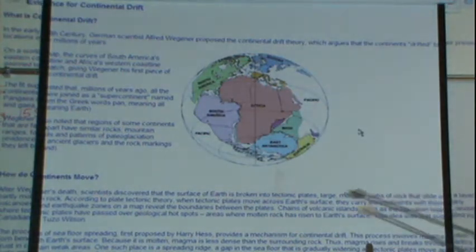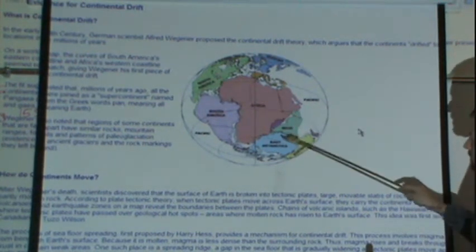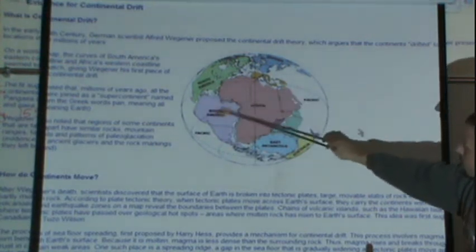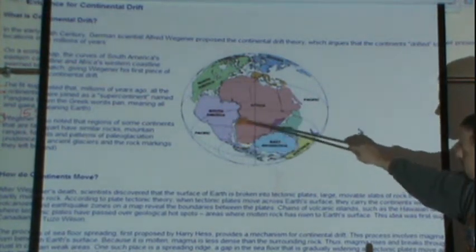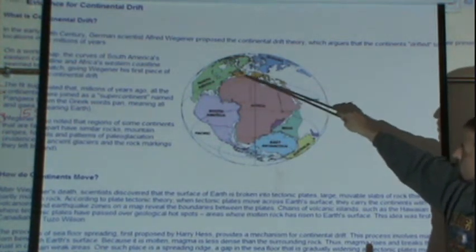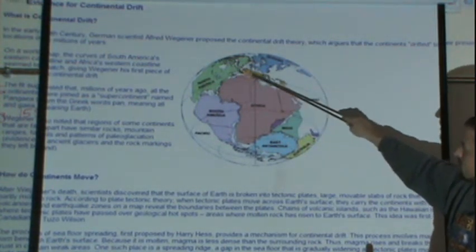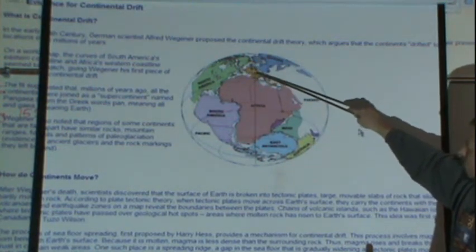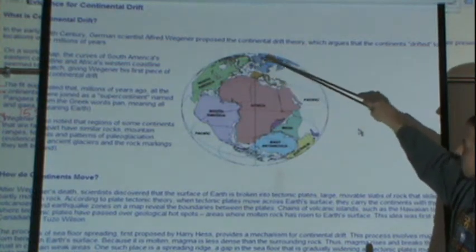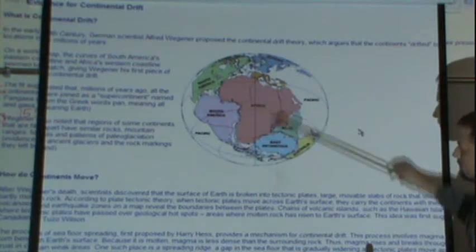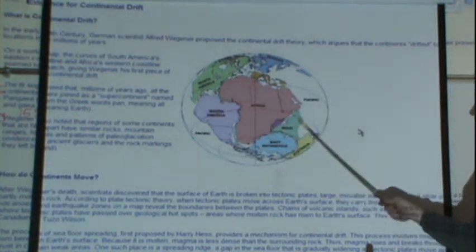So you can see here that we have North America, South America, Africa, Antarctica, India, Australia, and right here, South America fits in right in here in Africa. This northwest coast of Africa fits in with the east coast of North America. All right, and also up here, Greenland fits in real well with North America and connecting up here with Northern Europe. Okay, same connections over here.